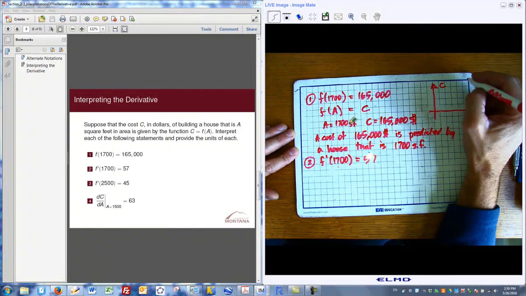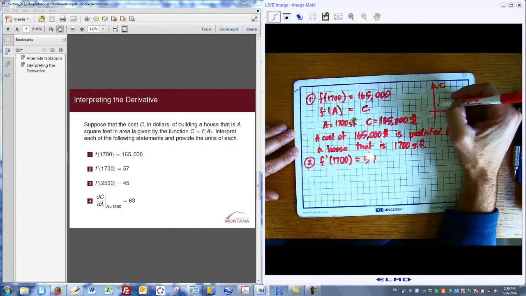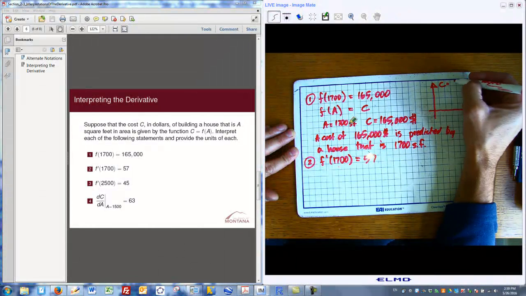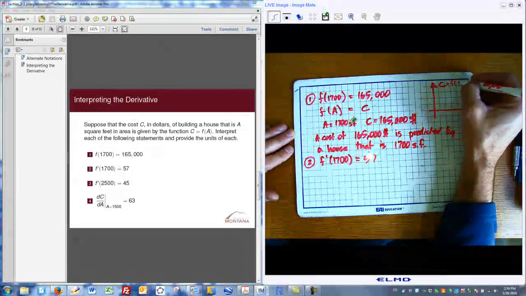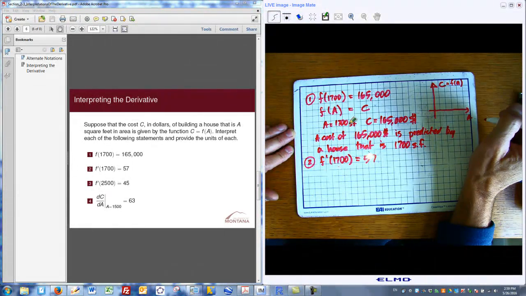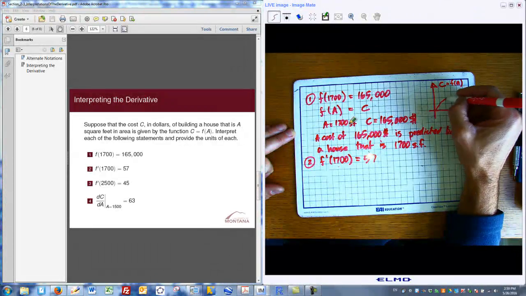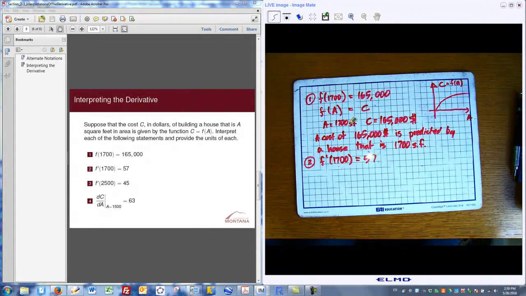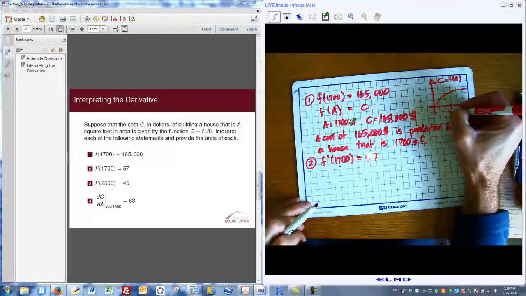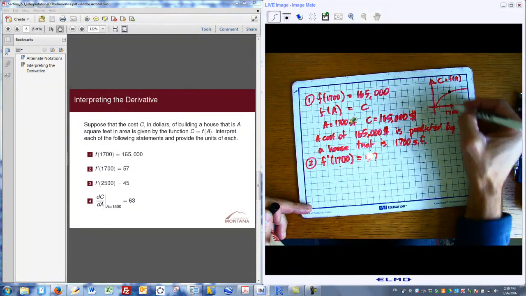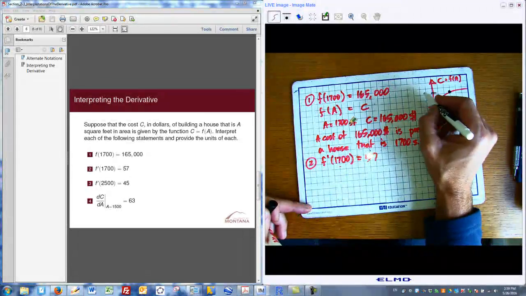Okay, so if we were to have some function drawn in here, c is equal to f of a, where a is along the x-axis. That function, let's say it looks like that, has some derivative. Let's say it's some value, 1700. Right here, we know that it's 1700, we're at 165K.